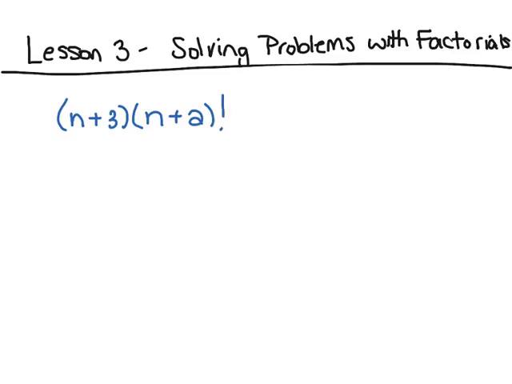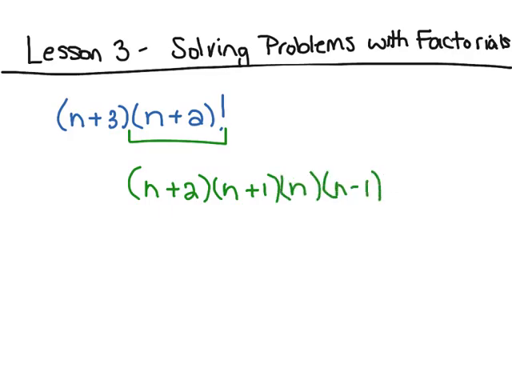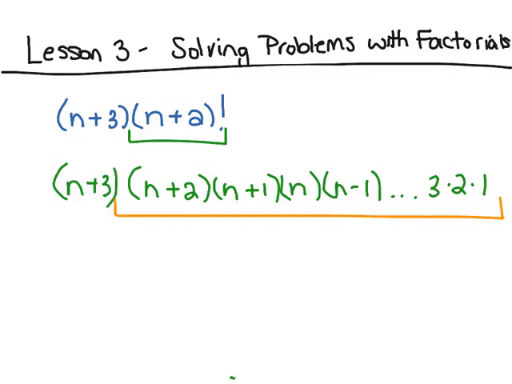So for the first example, we want to simplify n plus 3 times n plus 2 factorial. So if we were to simplify n plus 2 factorial, that would be the same as n plus 2 times n plus 1 times n minus 1, dot dot dot, 3 times 2 times 1. And we still have this n plus 3 in front. If we look at this, it is the exact same way you would write n plus 3 factorial. So we can rewrite it as n plus 3 factorial, and that is the simplified form.